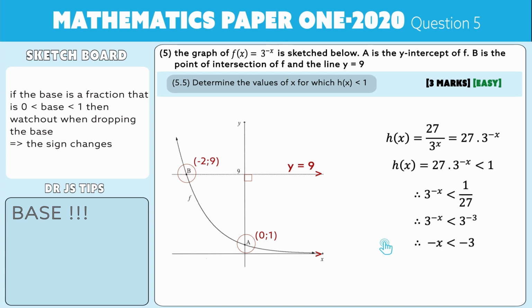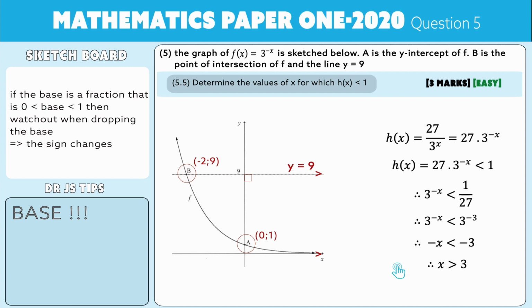But what now? I'm going to divide by a negative. If you divide by the negative, the inequality changes direction. So for 3 marks, h of x is smaller than 1 if x is bigger than 3.